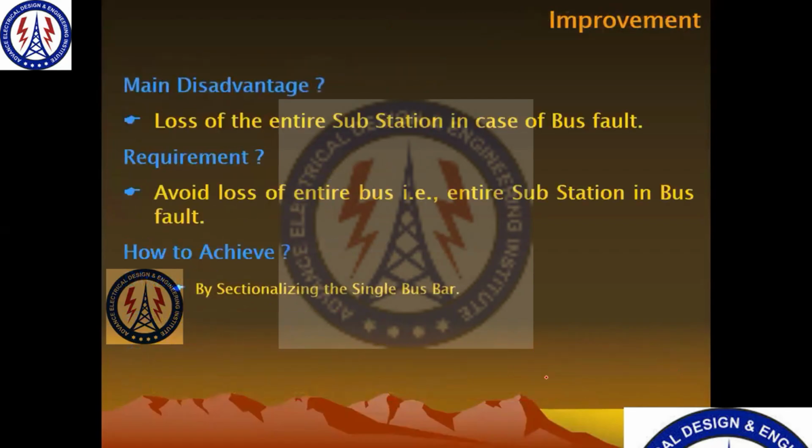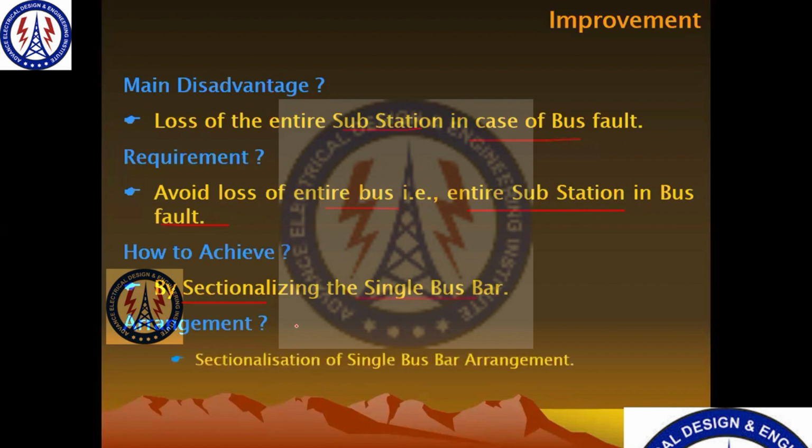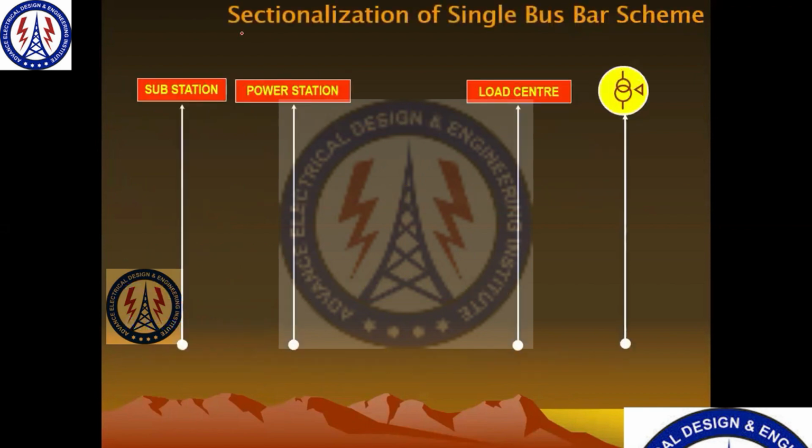Now, how do we get over this? The main disadvantage is loss of the entire substation in case of bus fault. So we need to do something so that we can avoid such a condition. The requirement is to avoid loss of the entire bus, the entire substation, in a bus fault. How to achieve this? We will avoid the loss of the entire bus by sectionalizing the single bus bar. With this, we have the introduction of single bus bar with bus coupler, or sectionalizer on single bus bar scheme, whatever you want to call it.